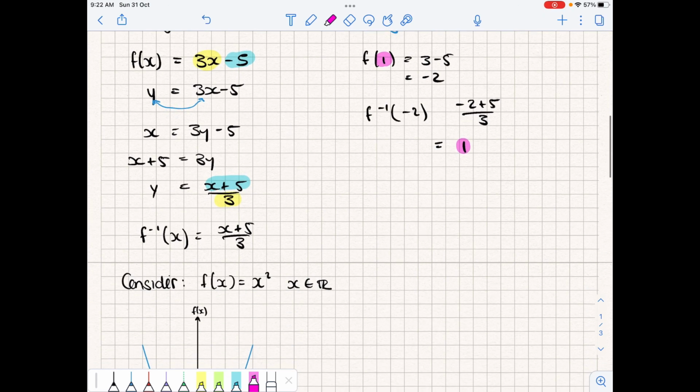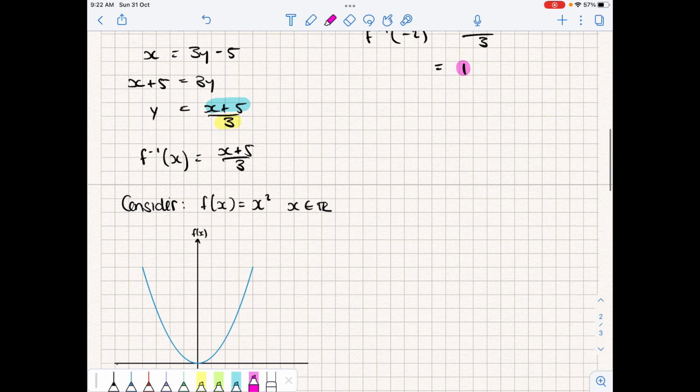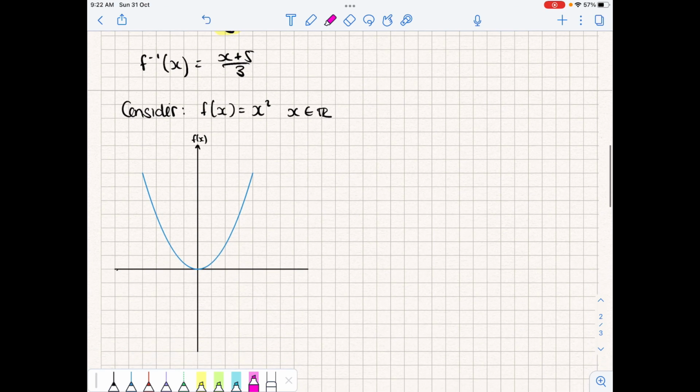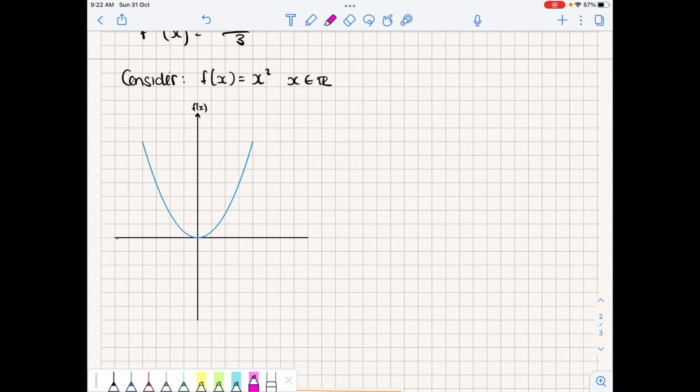Right, let's now move on to another important concept of inverse functions. So let's consider the function x squared. So now we're not looking at a linear function, we're looking at a quadratic function. And I've just stated here that x is an element of the real numbers. In other words, a real number value for x. So we have the full range of x squared.